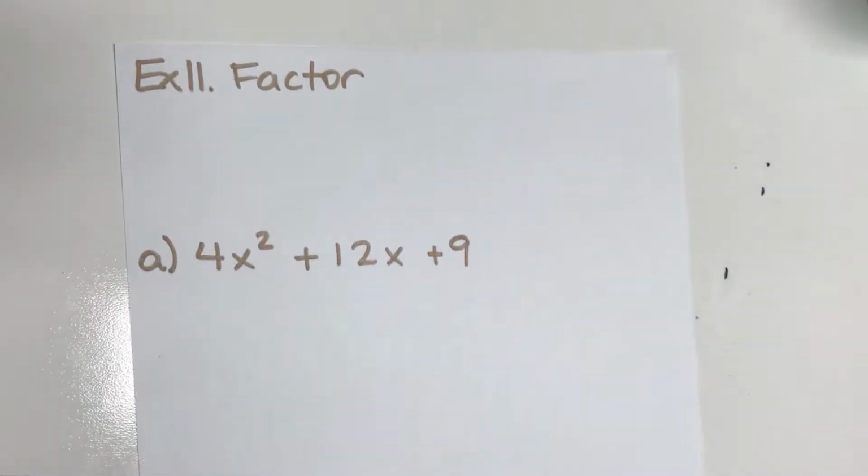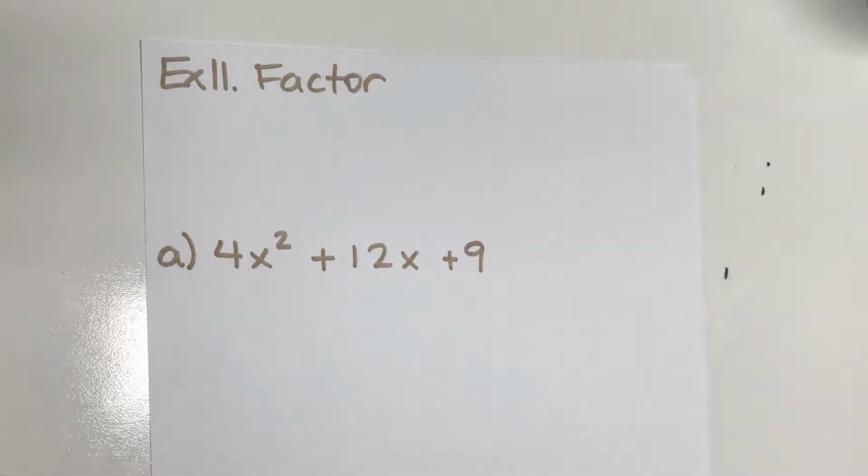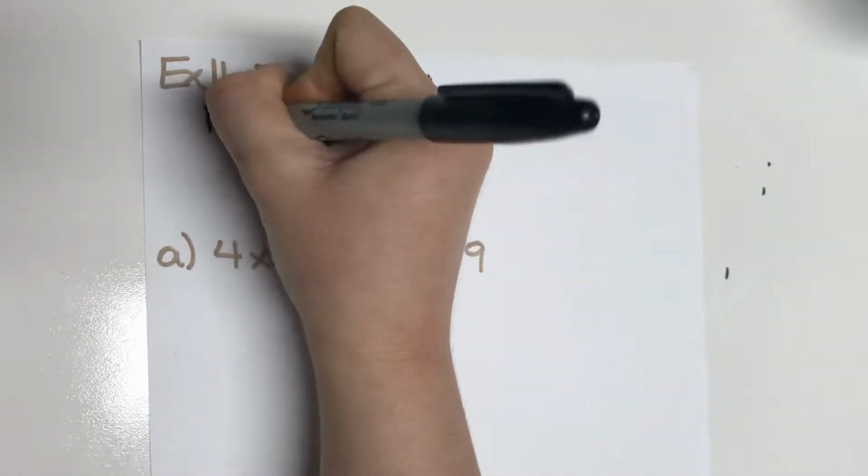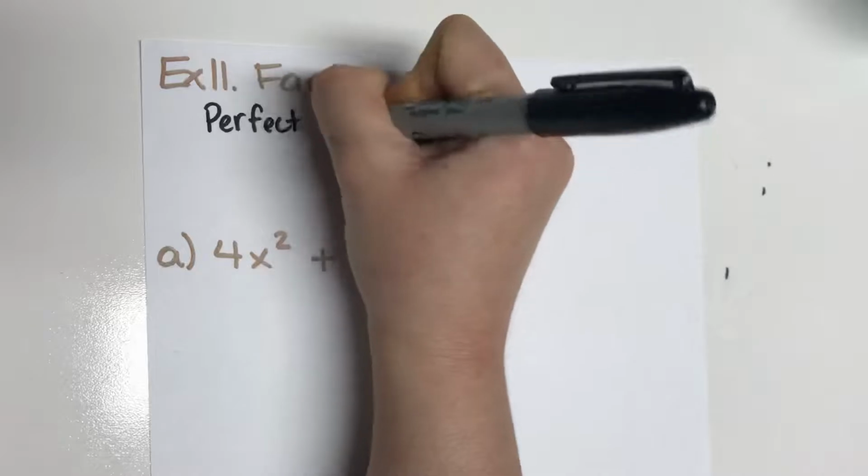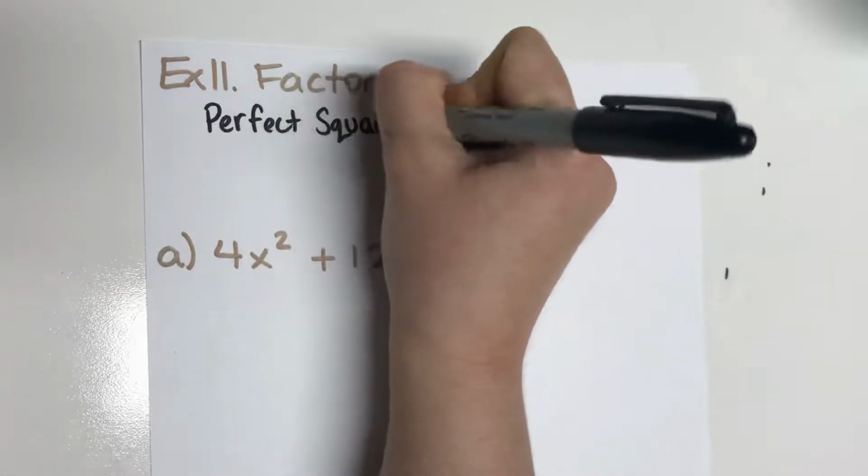All right, so there are two special cases when it comes to factoring, and the first one is called a perfect square trinomial.